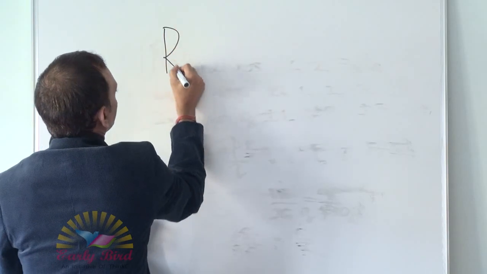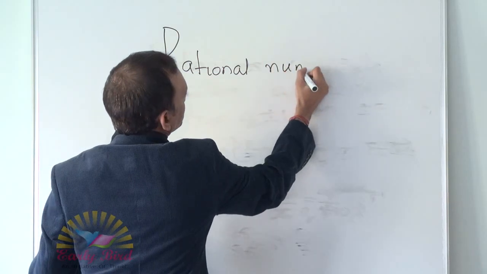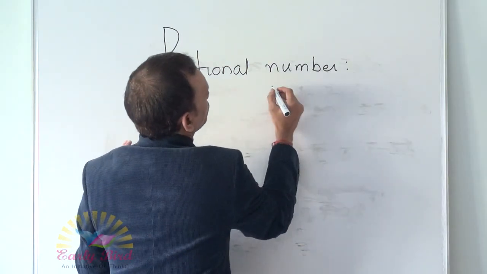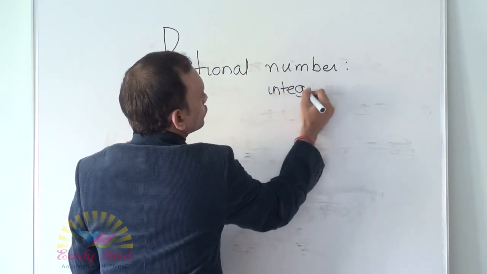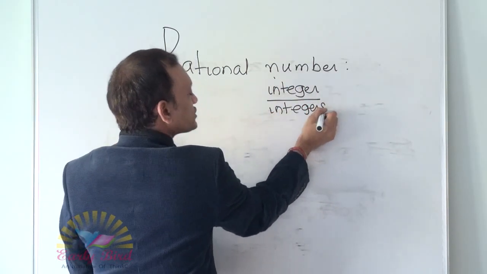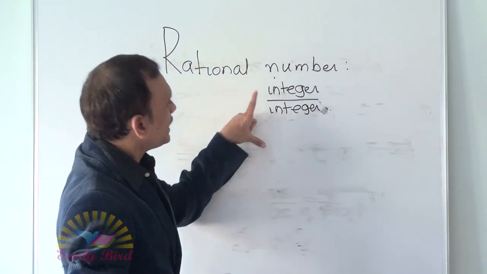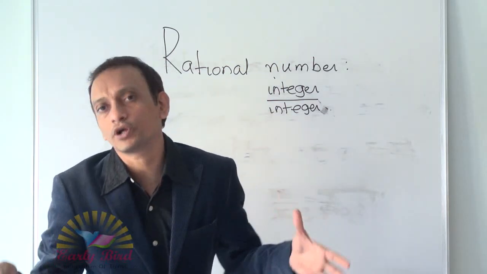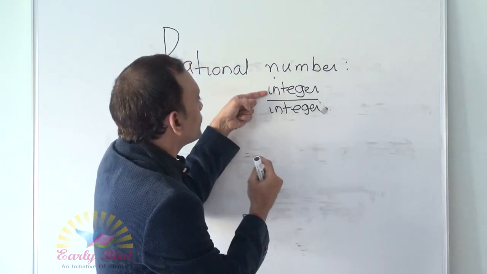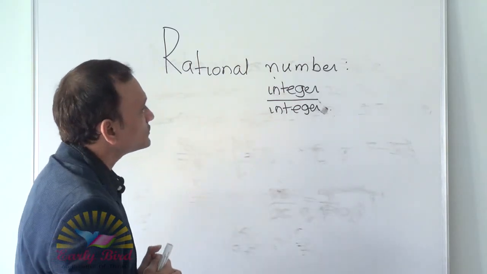A rational number, like I said, in very basic terms, is the ratio of two integers. One integer divided by another integer. Ratio of two integers will produce a rational number, and the two integers may or may not have common factors, but eventually could be reduced to a form in which the numerator and denominator have only 1 as the common factor.